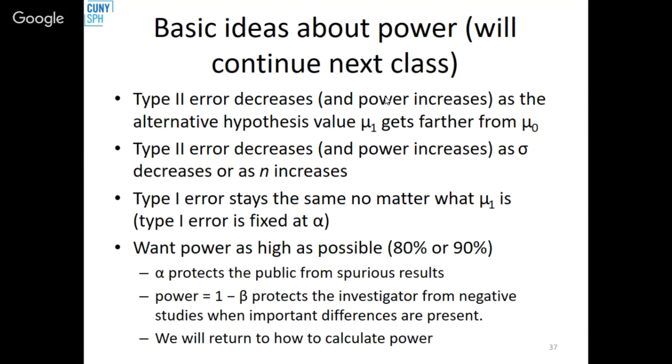Just some basic ideas: this type 2 error goes down and the power goes up as your alternative hypothesis value gets further from the null hypothesis. That is, if the true difference in means gets larger, it becomes easier to see, and your power increases. Power is a nice word because it fits into statements about the power to observe a true difference.